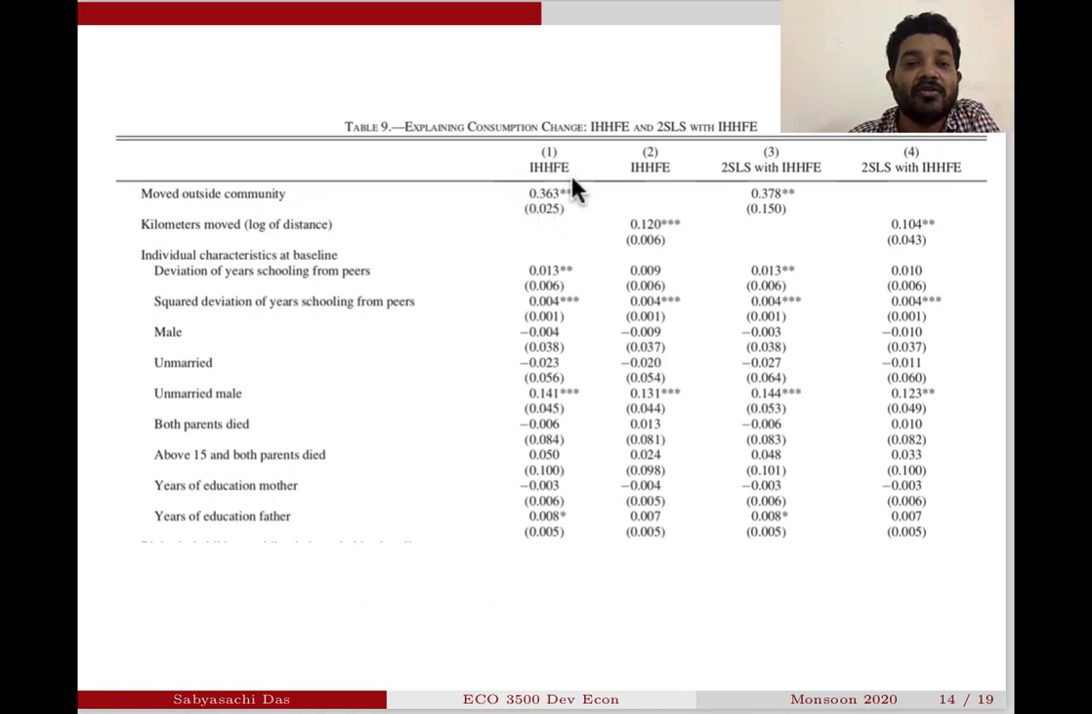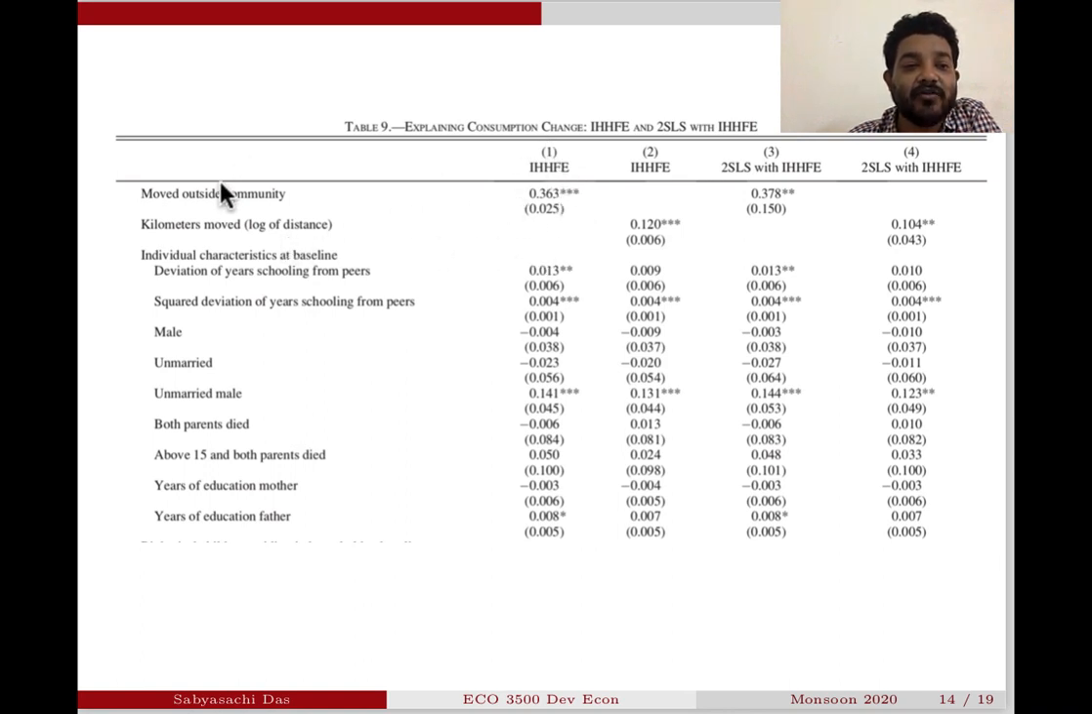So if you move out, your consumption increases by 36% more compared to your other household members living in the same household in 1990s, even after you control for a host of factors, even including education. So education of course affects the consumption. Better educated people are better off, but even if you compare two individuals with equal level of education and other characteristics, you see that migration matters.